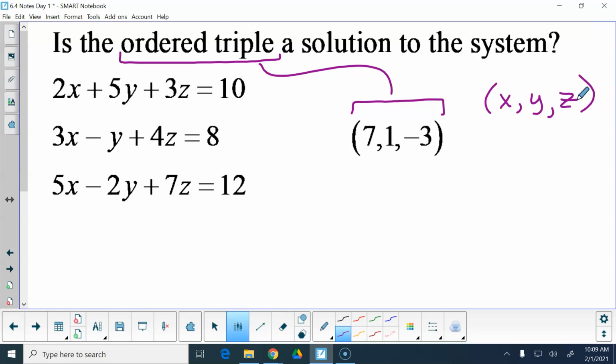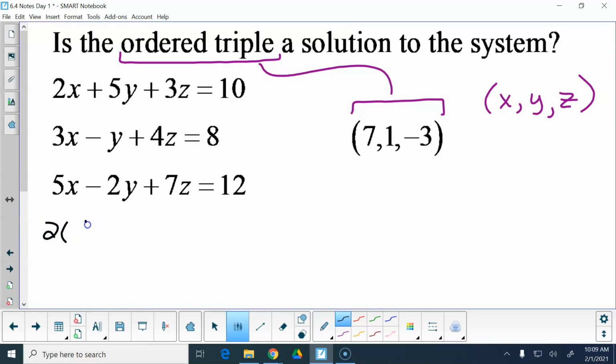Plug what in where? Love it. Let's do it. Okay? And we got to do it in all 3 until we get a false. If we get a false, we can stop. But if we keep getting true statements, we got to keep going. Okay? So let's start with the first one.